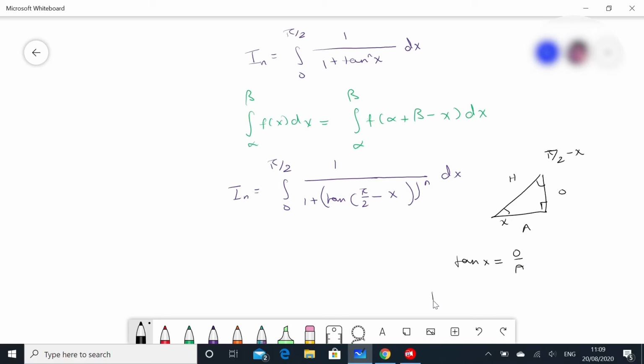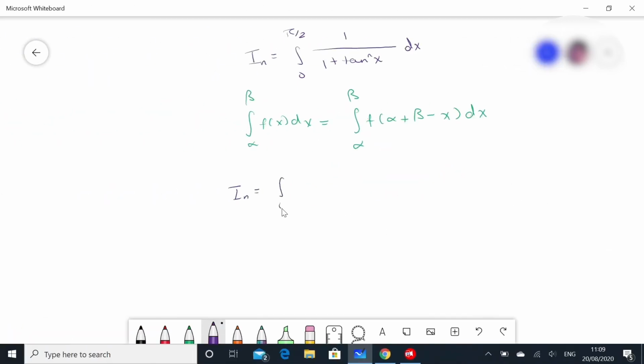Okay, so now tan of x is equal to opposite divided by adjacent. Tan of pi over 2 minus x is going to be equal to adjacent divided by opposite, because for pi over 2, the adjacent for this angle is the opposite for this angle here. Okay, so what is adjacent divided by opposite? Well, if you guys remember, cot of x is equal to adjacent divided by opposite. So that means tan of pi over 2 minus x is simply cot of x. And cot of x is 1 divided by tan of x. And we'll be using that later.